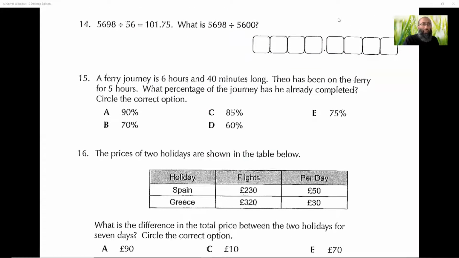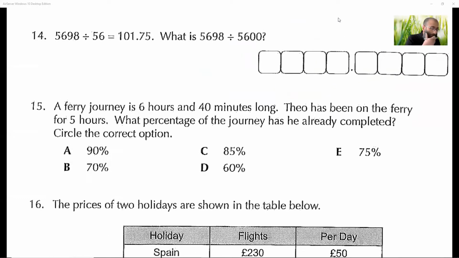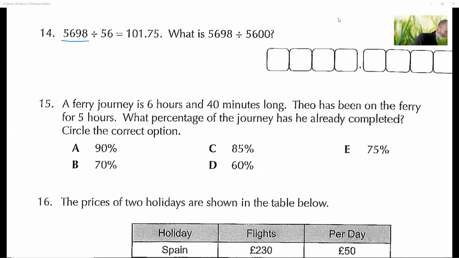Question number 14, and let's go to Huzaifa, please. 5698 divided by 56 is that. What is 5698 divided by 5,600? This part of the question is the same, tick tick. This part of the question, they have modified it and made it what? 100 times bigger. If you make the number that you're dividing by 100 times bigger, it makes your answer 100 times smaller. It has the opposite effect.